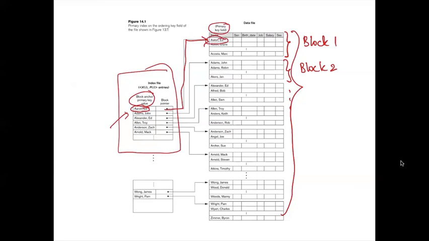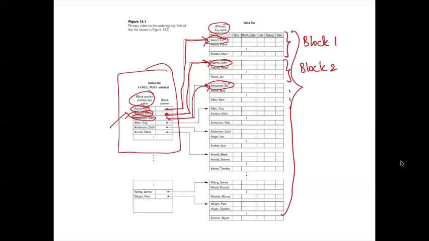Second, we have Adams John. So here also, this is the pointer pointing to the second block. And in the second block, the first name is Adams John. Okay, so you can see the third one, Alexander Ed. So this should be the first name in the third block. So this is a pointer to the third block. And here we have Alexander Ed. So this is your index.